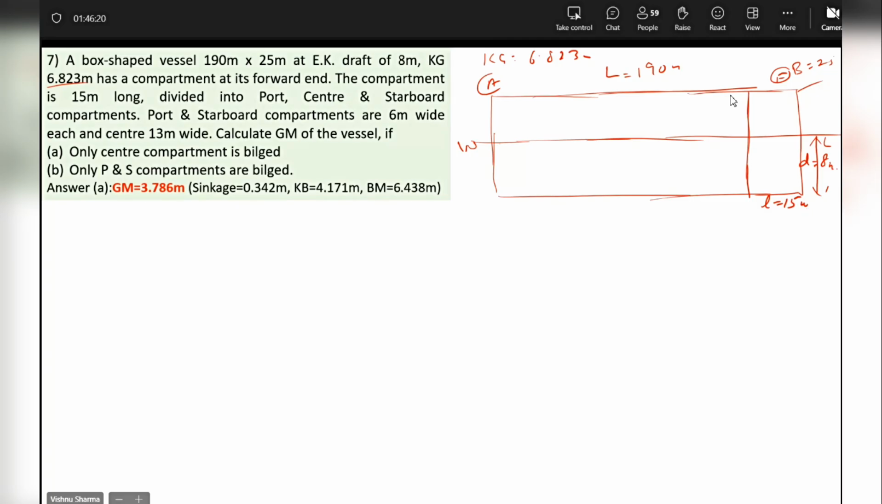and divided into port, center, and starboard. Port and starboard compartments are 6 meters wide each, and center is 13 meters wide. Calculate the GM of the vessel if only the center compartment is bilged. So I will take only the center compartment first. For the center compartment, the breadth is 13 meters. So I'm making the diagram pertaining to part A, guys. Breadth for the center compartment is 13 meters, that is bilged.